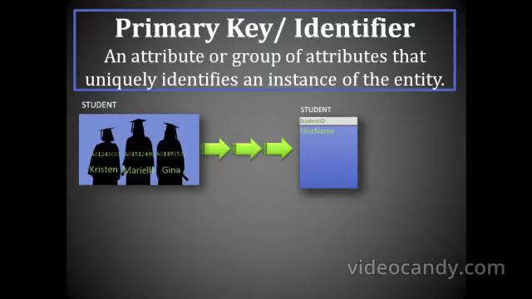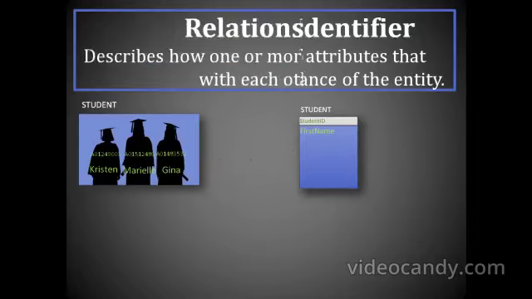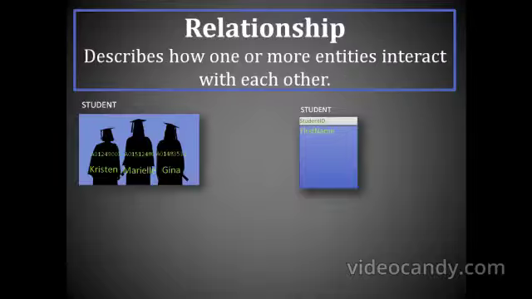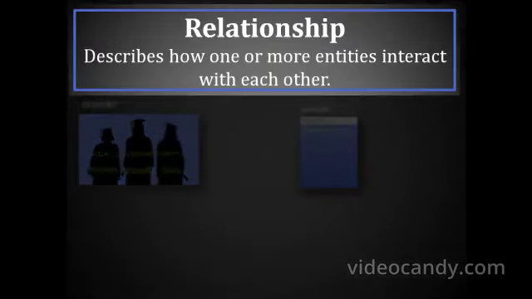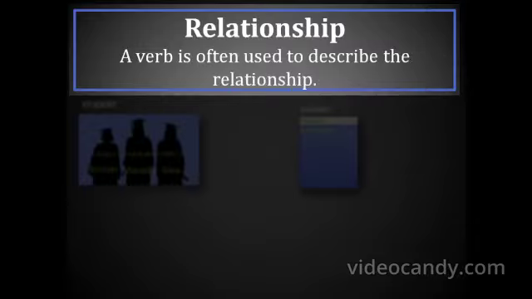All right, now that each of our students has their own unique student ID, we can start forming relationships. Relationships? Are they going to hold hands? Not that kind of relationship. A relationship describes how one or more entities interact with each other. Usually this is described with a verb.